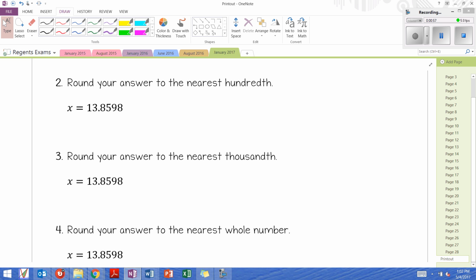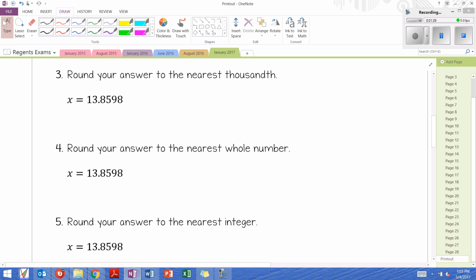Number 2, round your answer to the nearest hundredth. Well, it's tenths, then hundredths. So we're going to look at the 5, and use the 9 to help us see that everything else stays the same. So 13.8, and we're going to decide, is the 5 going to stay a 5, or is it going to be bumped up to a 6? And it will be bumped up to a 6. The hundredths value should be the last one you see now.